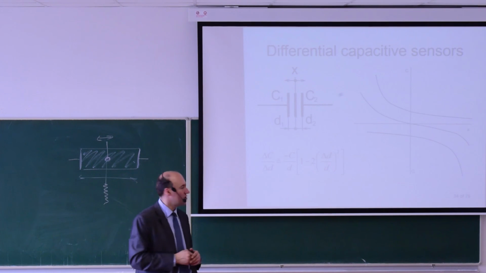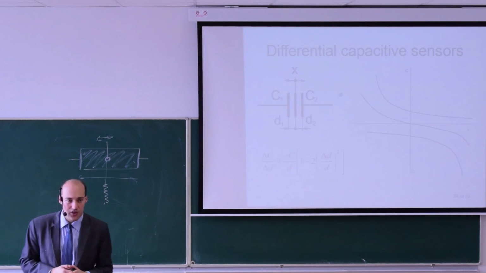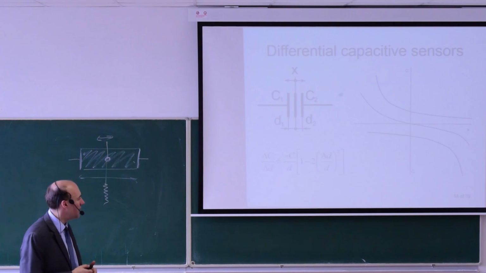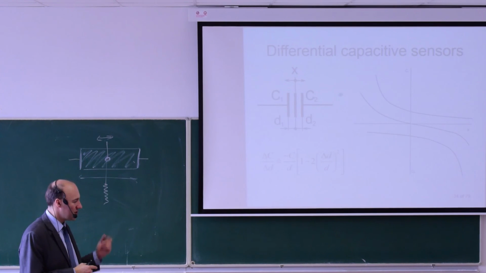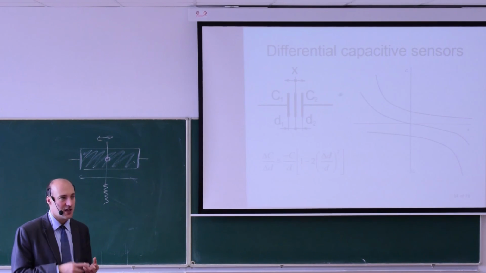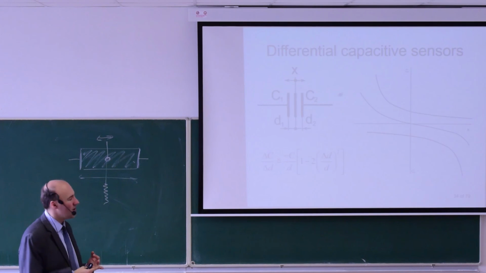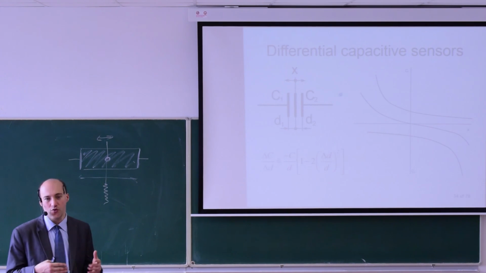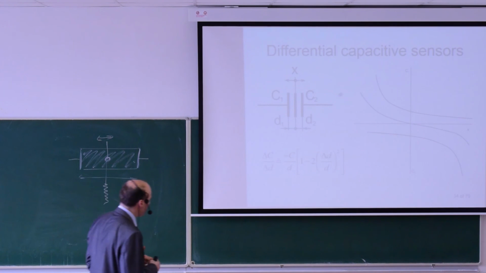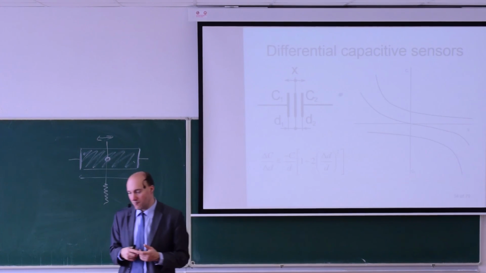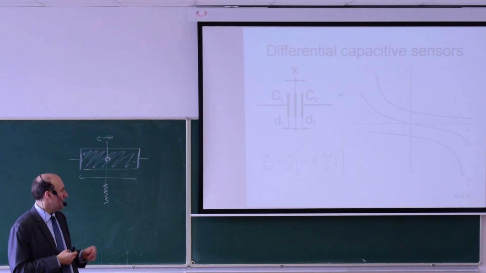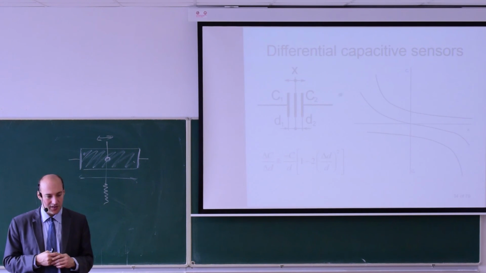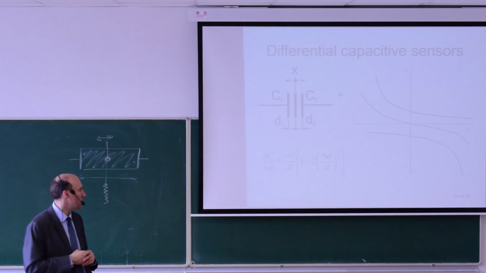So differential sensors are used, for example, in accelerometers in mobile phones, and they measure the acceleration. So not only this principle is used to get position, but it can measure acceleration, it can measure vibrations, it can measure rotational motions, and so forth. So the capacitive sensing is good for many applications.